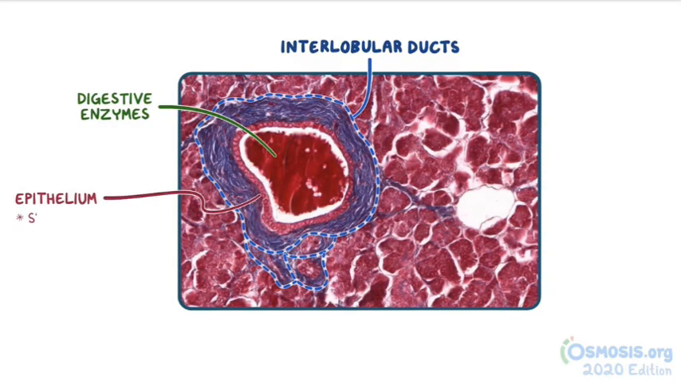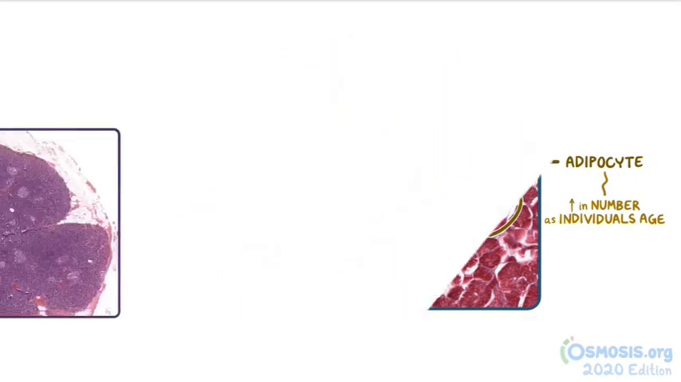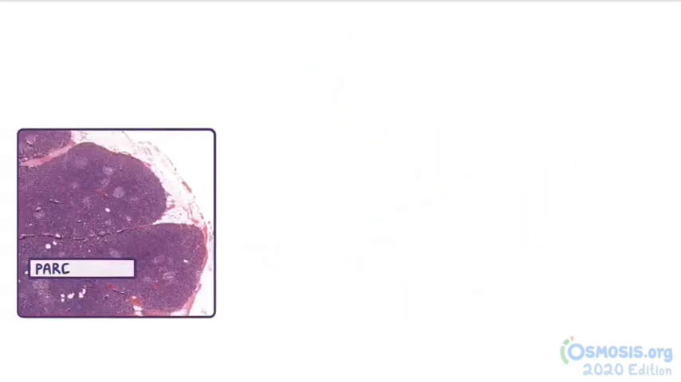The epithelium consists of simple columnar cells in this image, but some ducts might also consist of stratified columnar or stratified cuboidal epithelium instead. To the right of the interlobular ducts is the adipocyte. The adipocytes actually increase in number within the pancreas as individuals age, which is a normal finding that's caused by pancreatic atrophy over time. The main functional tissue of the pancreas is called the parenchyma.